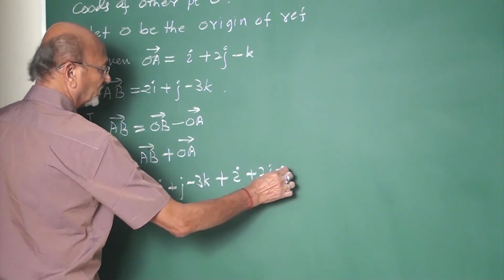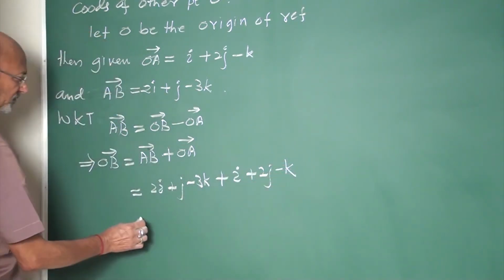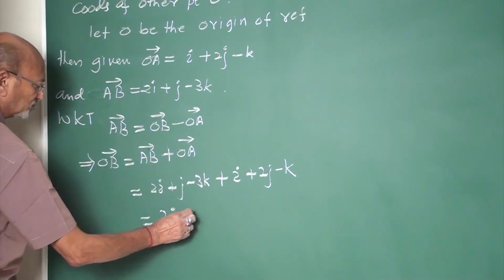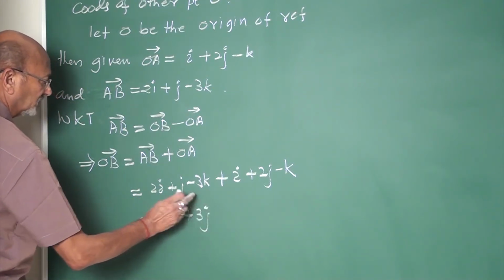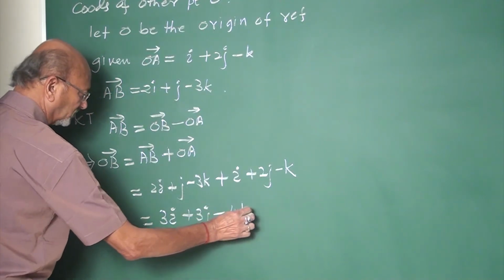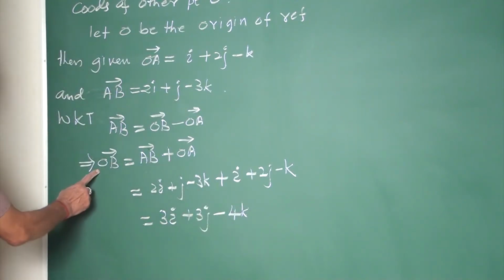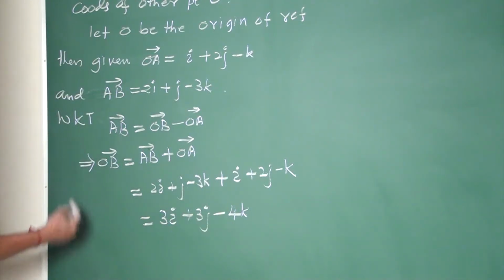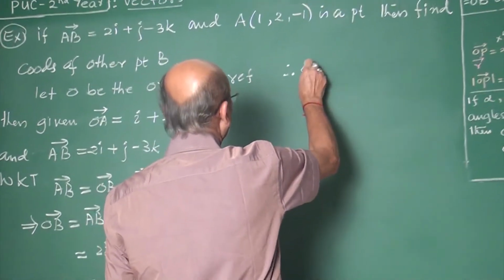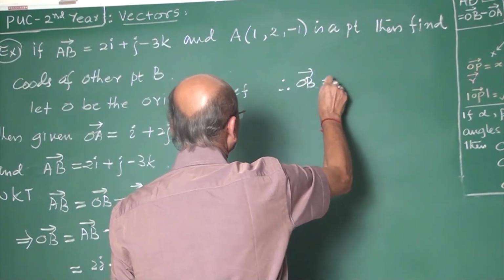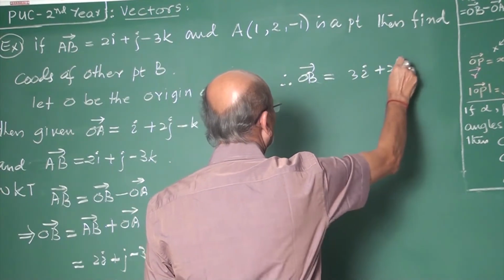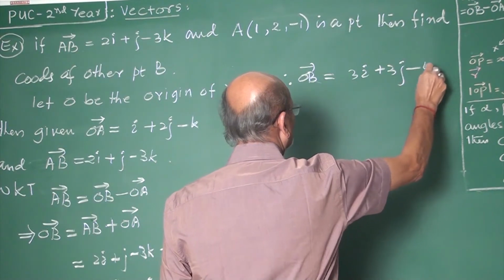i plus 2j minus k. 2i plus i is 3i, plus j plus 2j is plus 3j, minus 3k minus k is minus 4k. What is this, my friend? Vector OB. From this we can write B. Therefore, vector OB is 3i plus 3j minus 4k.